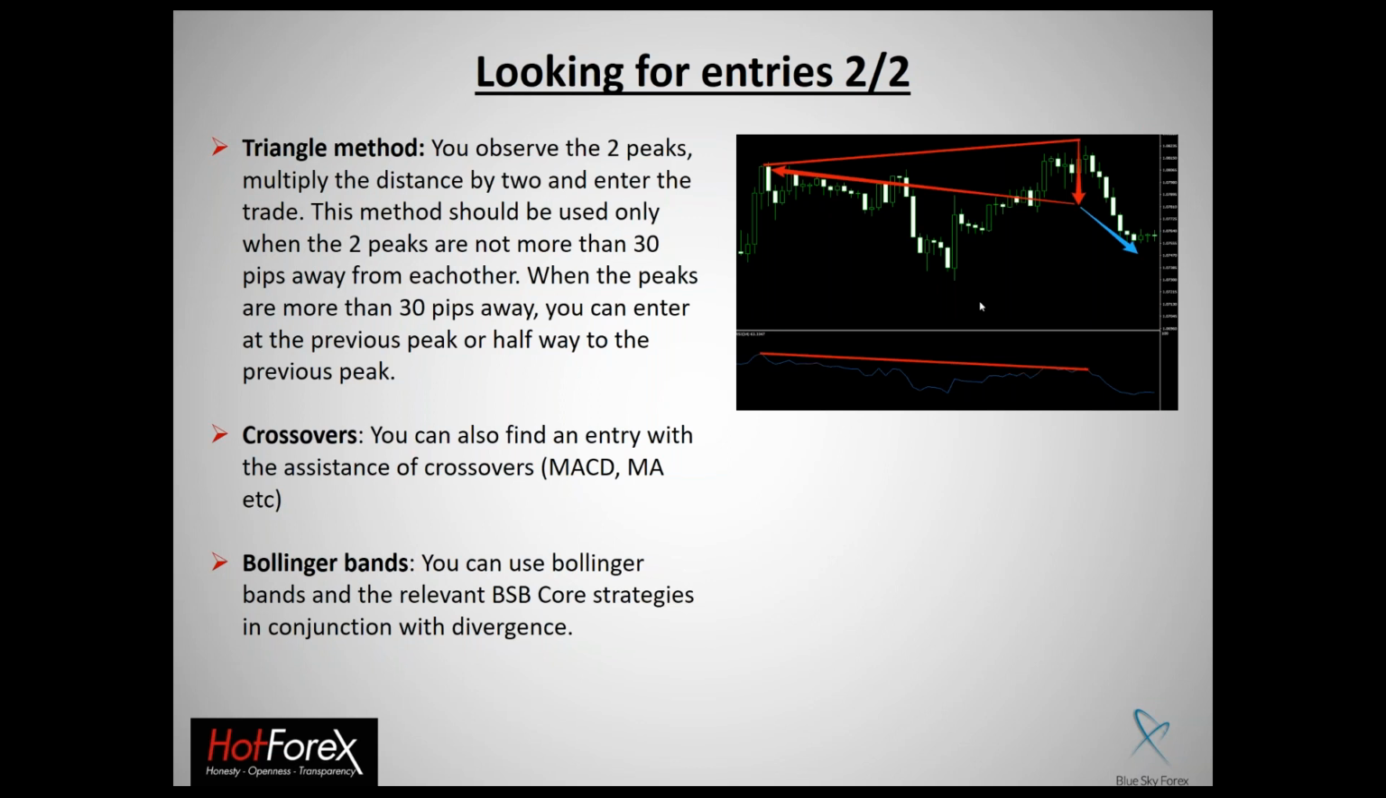Now, going forward from the triangle method, you can always use moving average crossovers. You can use the MACD. You can use the stochastic crossovers to time your entry after the divergence, after the current or the latest peak that has formed. Crossovers, some like them more, some like them less. I don't use personally crossovers really much. I feel that crossovers are a relatively lagging indicator.